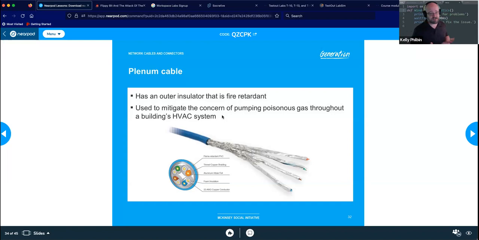So plenum cable: fire resistant, drop ceilings or HVAC units. If you hear anything along these lines, plenum is your answer. Write it down, highlight it, put stars next to it. You're gonna see it a couple times on the test, I promise you. Questions? And this is a gimme.